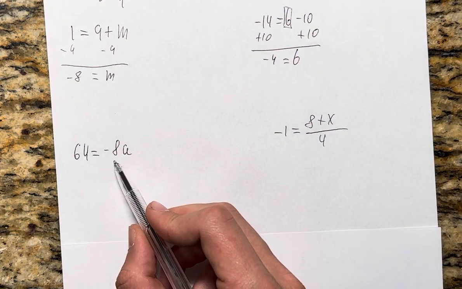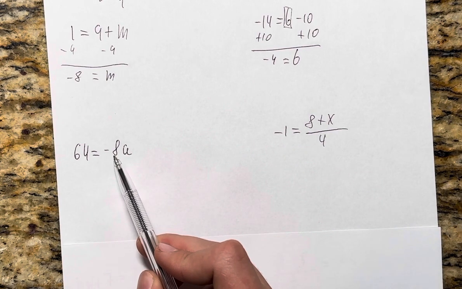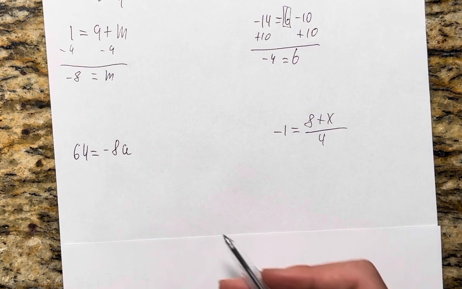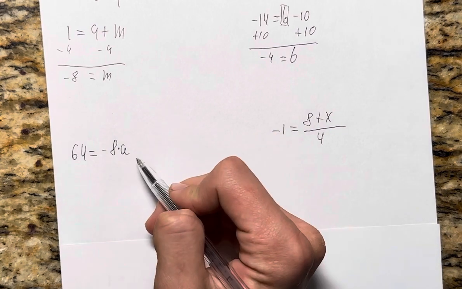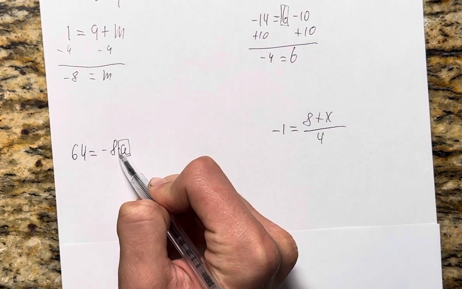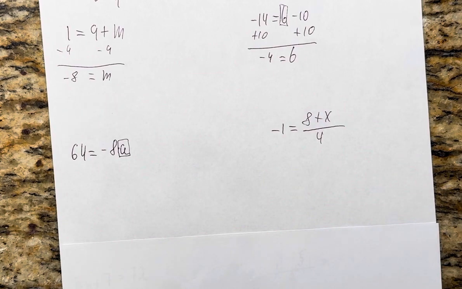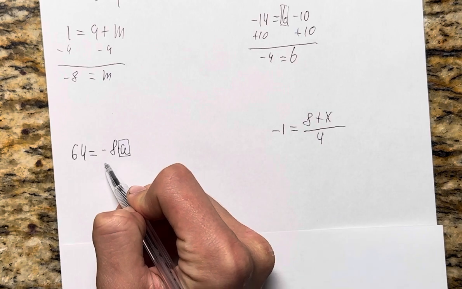64 equals negative 8a. This is like 64 equals negative 8 times a. Same thing. To solve the equation, we have to try and leave the a by itself, kind of isolate it, right? And to do that, we have to divide each side by negative 8 to get rid of this multiplying negative 8.